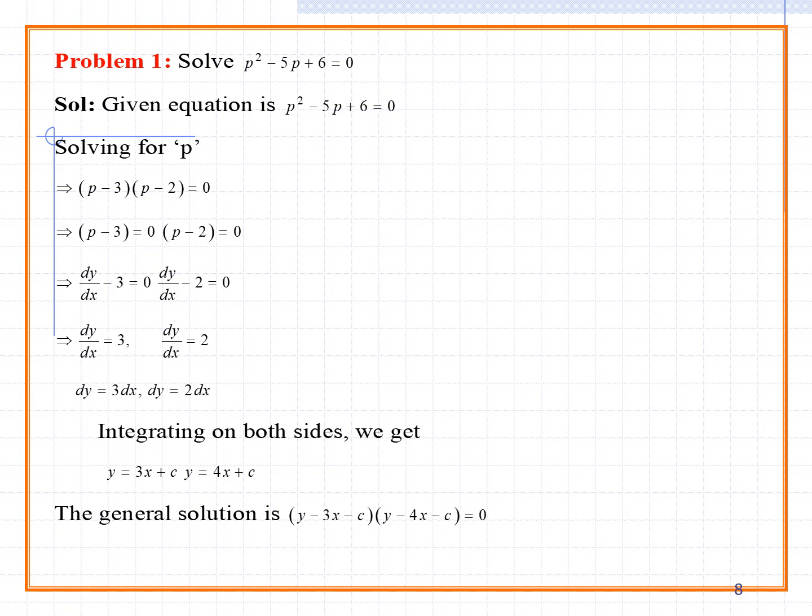So we can write this equation in factorized form. How can we write it? For example, p square into 6 is 6p square. Now we can write minus 5p as minus 3p minus 2p. Then take p as common and minus 2 also common. You get two terms: p minus 3 into p minus 2 equal to 0. So p square minus 5p plus 6 equal to 0 can be written as p minus 3 into p minus 2 equal to 0.